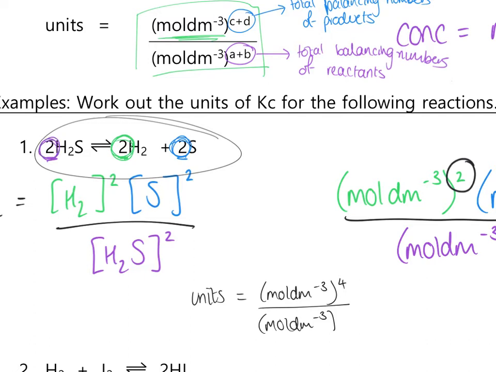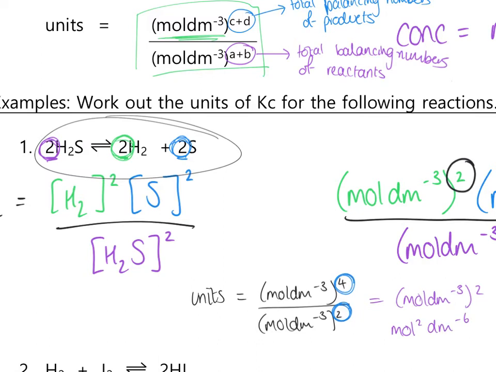So again, if we look at that, we've only got one reactant and its balancing number is 2. So we've got moles per decimeter cubed to the power 4 over moles per decimeter cubed to the power 2. And from that point, we proceed to say that it's going to be moles per decimeter cubed to the power of 4 minus 2. 4 minus 2 is 2. So it's going to be moles per decimeter cubed to the power 2. Multiply that out, you get moles squared dm to the minus 6.